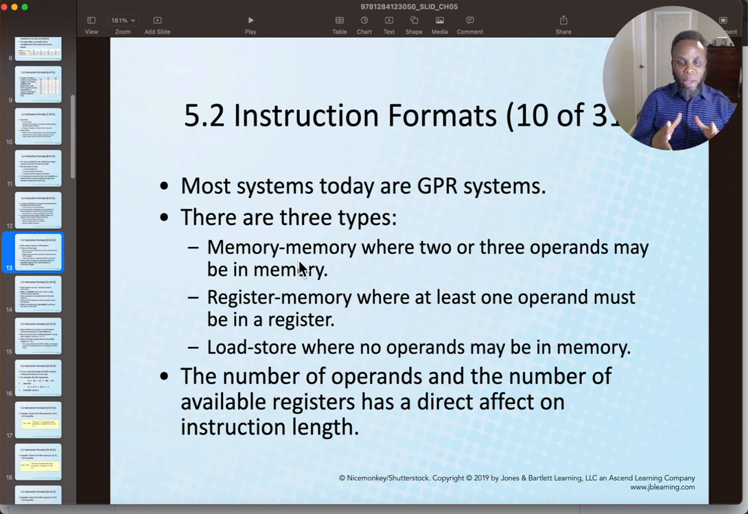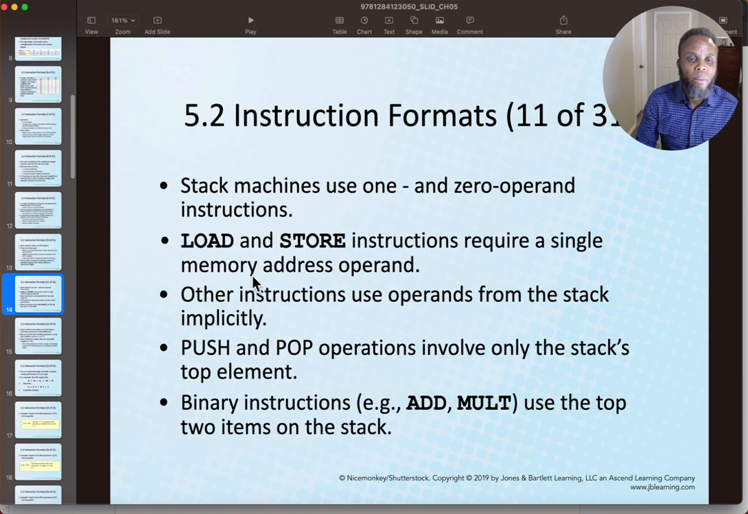So in a memory type of GPR system, you have 2 or 3 operands, maybe in memory. In the register memory type, you would have at least one in a register, the rest in memory. And in the load store type, no operands may be in memory. There is no operand in memory. I think we're going to see some examples of this in subsequent slides. The number of operands and the number of available registers has a direct effect on the instruction length. Remember, an instruction is a combination of the opcode and the operands.